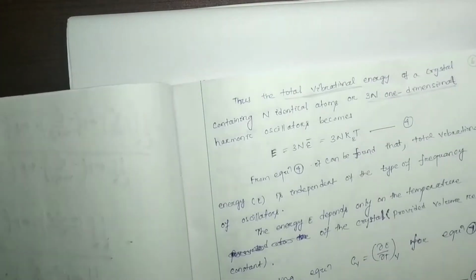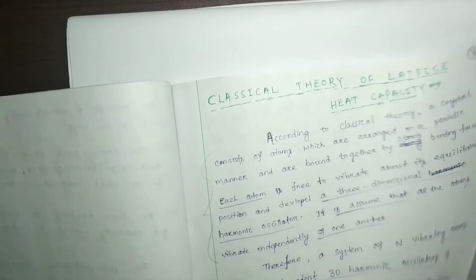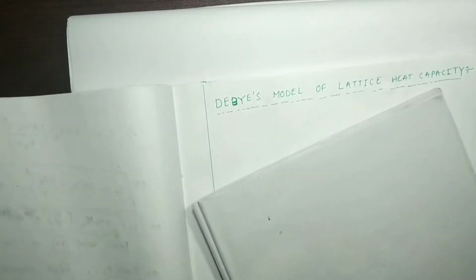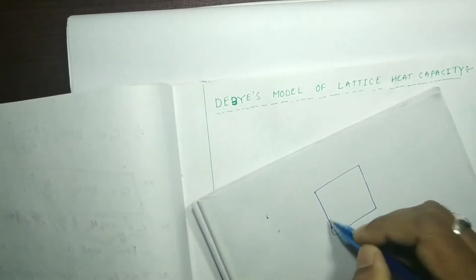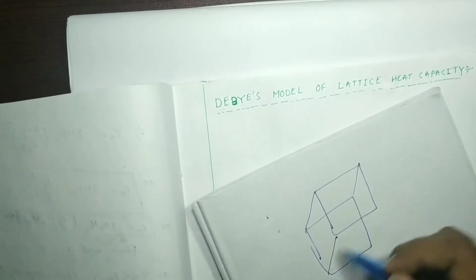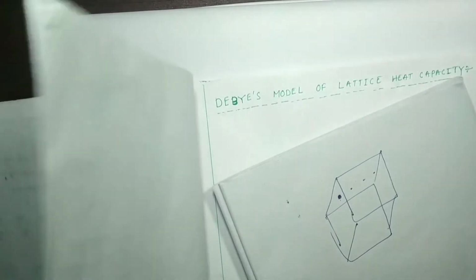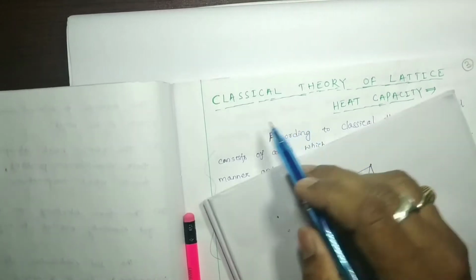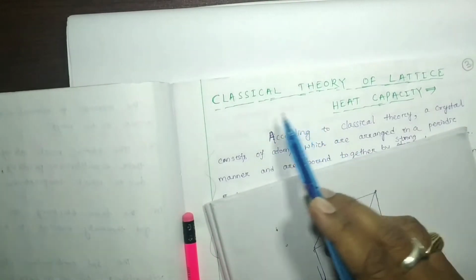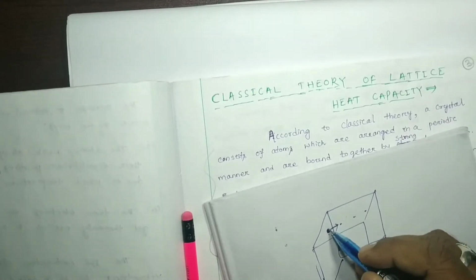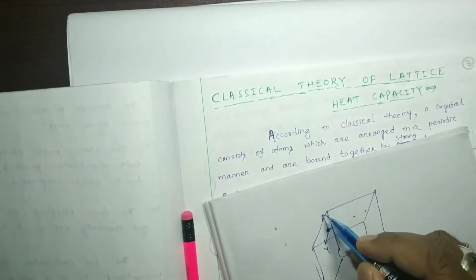See, in case of classical theory, they considered the vibration of the lattice points. Suppose this is a crystal, and these are your lattice points, and at the lattice point suppose this is your atom. According to classical theory, that means Dulong-Petit gave this theory, one atom can oscillate along the x-axis, along the y-axis, and along the z-axis.